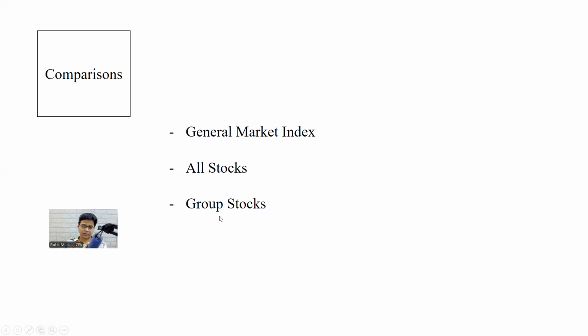Then group stocks. See, every stock belongs to an industry group. Every industry group belongs to a particular sector. So in that industry group, let us say there are 25 stocks. So I would like to compare my stock with the remaining 24 stocks. That will tell me whether my stock is a leader or a laggard. Okay. So when I do all these 3 comparisons, I'm not looking at the chart. I'm looking at the percentage return given by the stock compared to all of these 3. That will tell me the current situation of the stock.